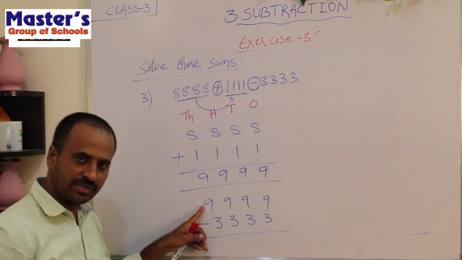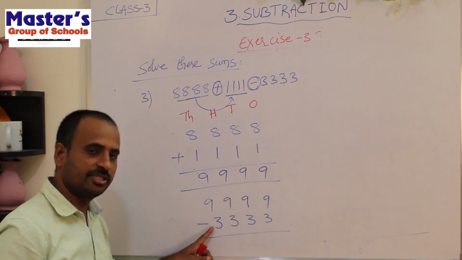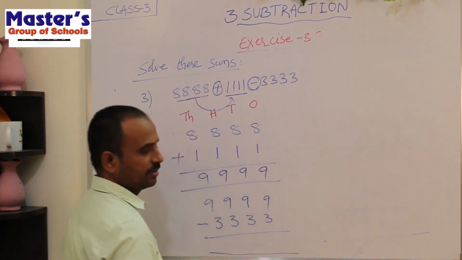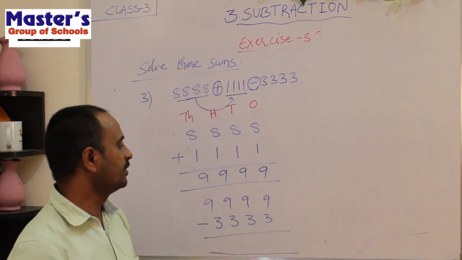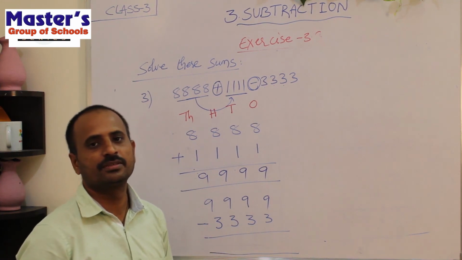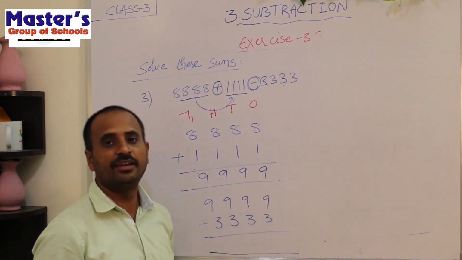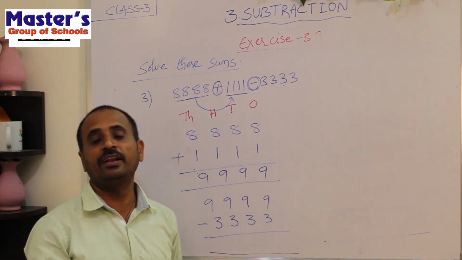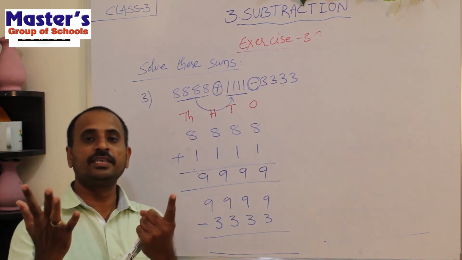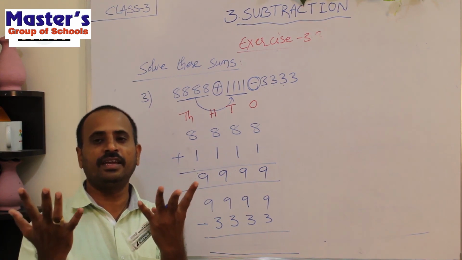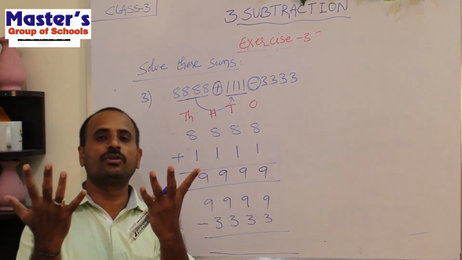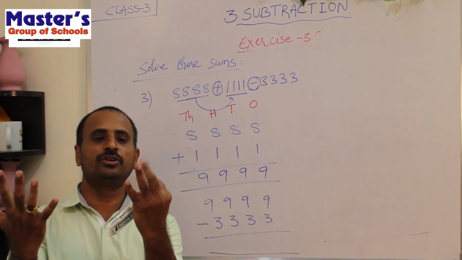So write the sum first and write the next number below it. Now do the subtraction here. First do the subtraction from the ones place. There are 9 and 3 in the ones place. What is the first number here? 9. So open 9 fingers of your hand. 1, 2, 3, 4, 5, 6, 7, 8, 9. These are the 9 fingers. What is the second number here? 3. So close 3 fingers: 1, 2, 3.